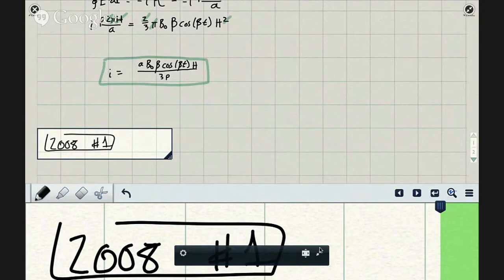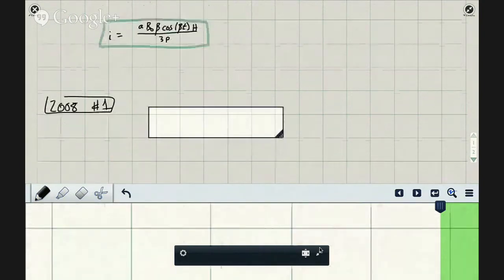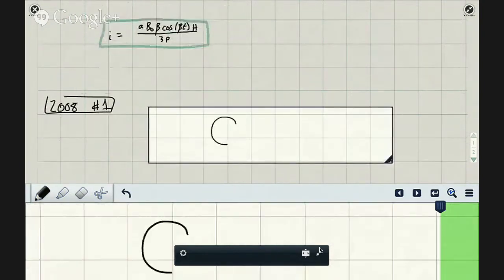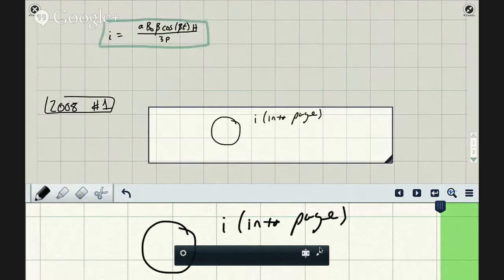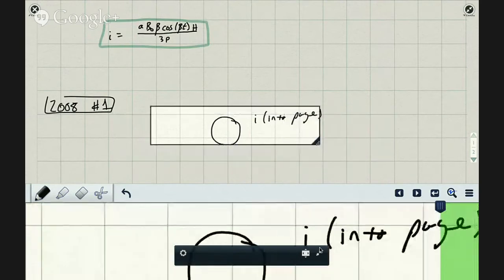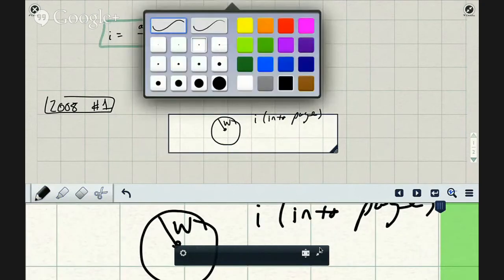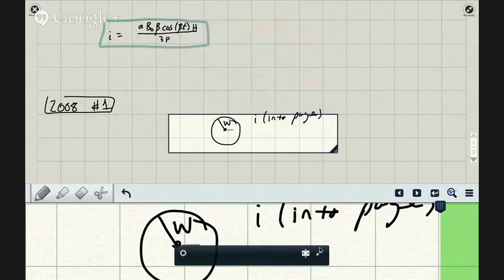So here we go. Let me just draw that picture real quick. We have a circle, a wire, and here's a cross-sectional area of it. I is going into the page, and it's going to have a radius of W. And the x-axis is going to run over to the right. So let's draw our x-axis going this way, plus x.